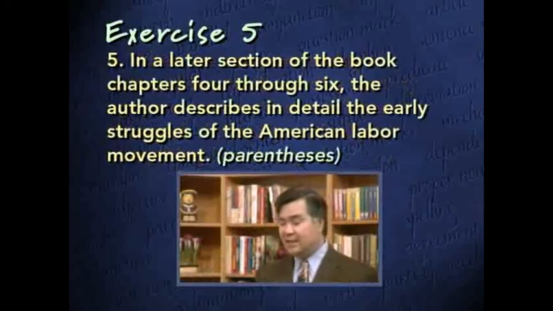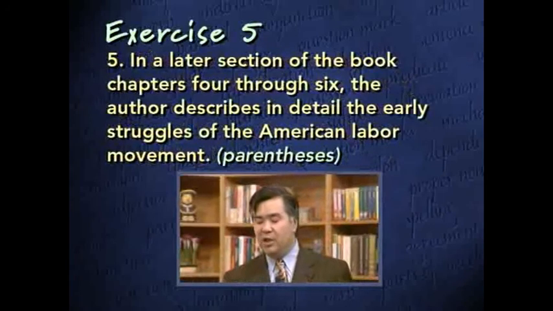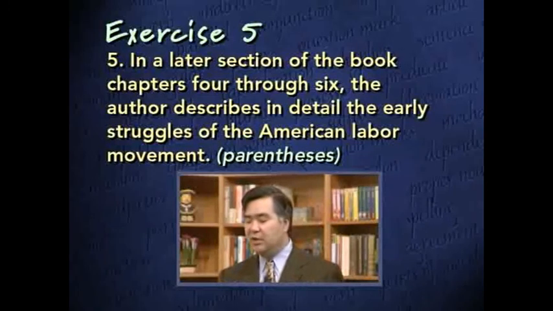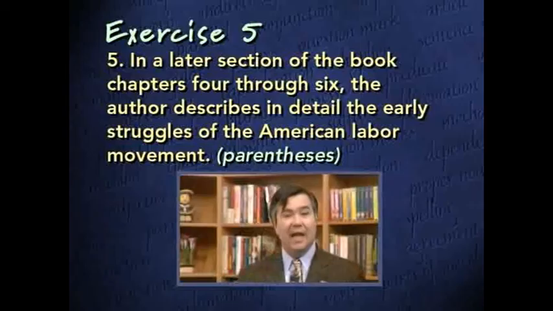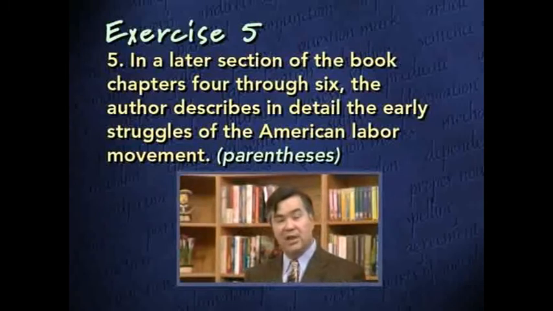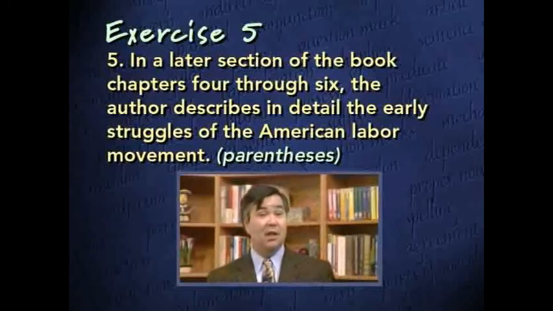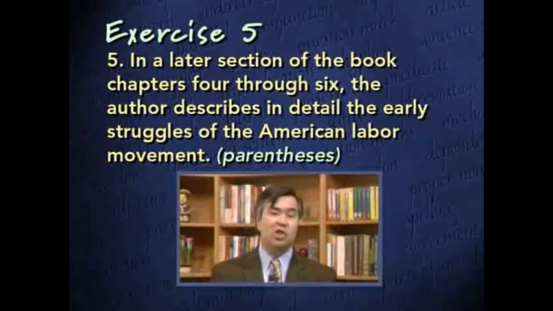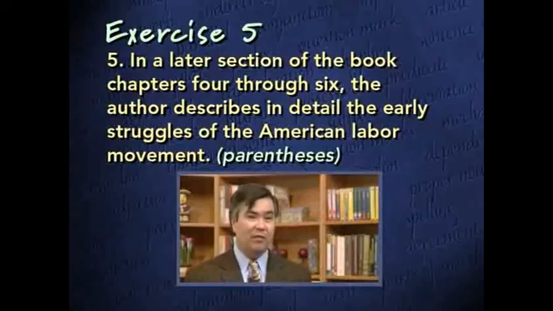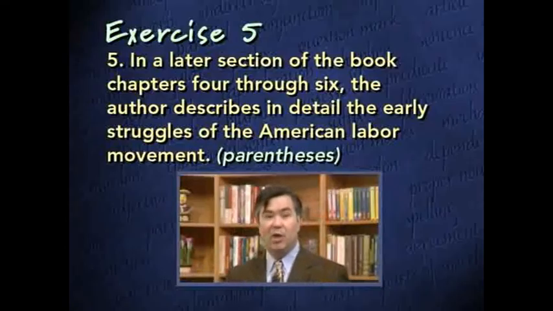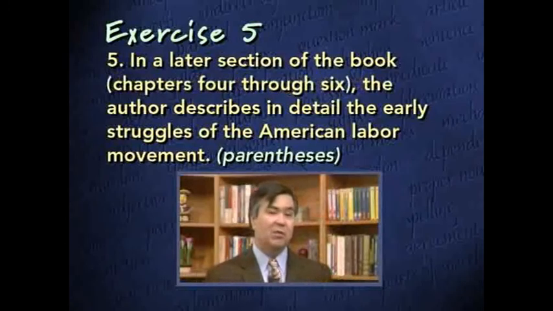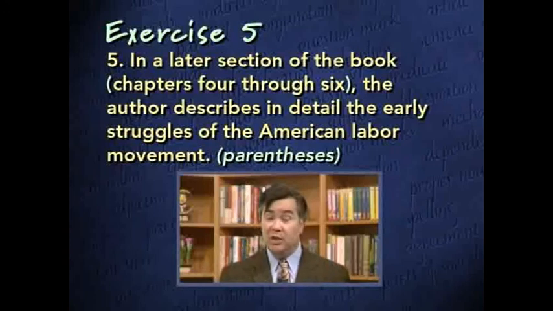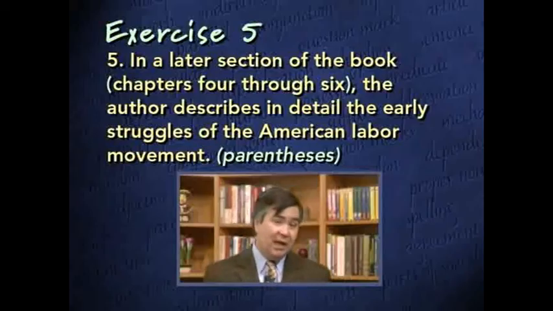And our last sentence. In a later section of the book, chapters 4 through 6, the author describes in detail the early struggles of the American labor movement. And you're asked to pick certain words and enclose them within parentheses. Which are the words that interrupt the main flow of the sentence, but give a little additional or extra information that might be helpful? In this case, the interrupting words are chapters 4 through 6, so we would enclose those in parentheses.